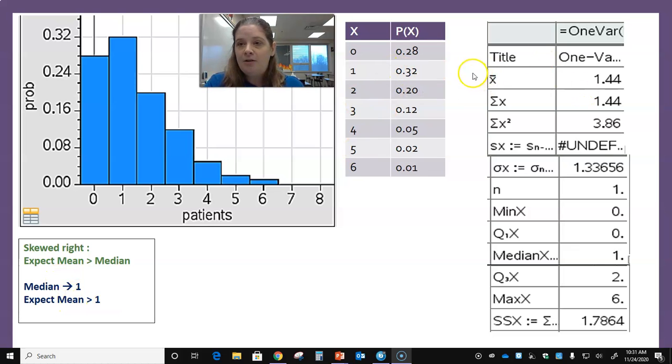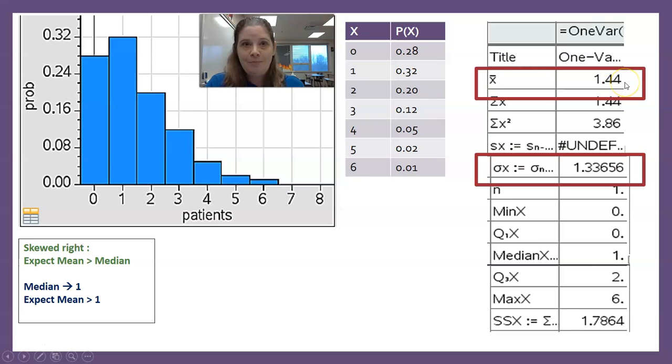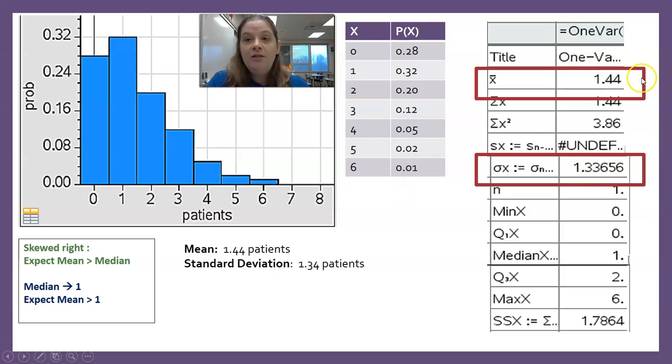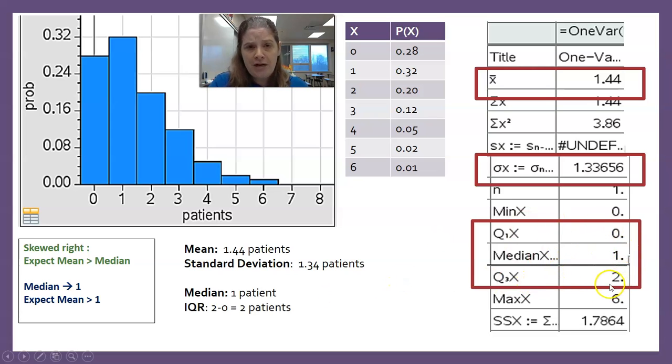I popped these in my calculator, and I got that X bar was 1.44, and that sigma was 1.337, etc. In other words, this is the mean, and this is a mu, right? Because even though it says X bar, we know we're talking about a probability distribution. The mean is 1.44, and the standard deviation is 1.34 patients. You can also see the median is 1. You could compute the interquartile range: Q3, 2, minus Q1, 0, gives me an interquartile range of 2 patients.